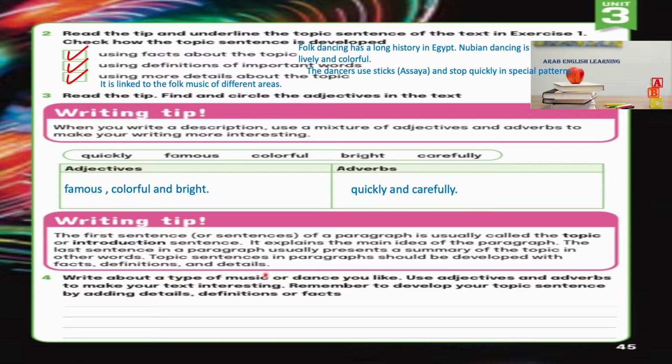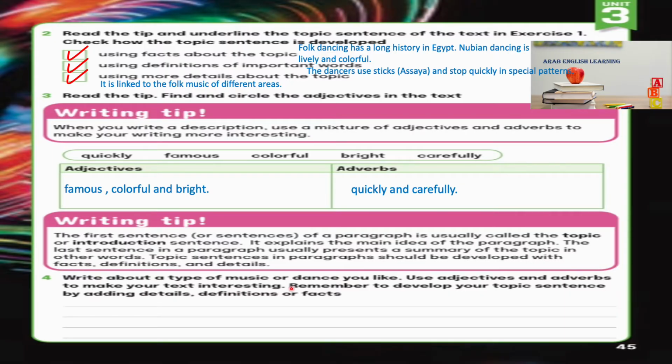Like, for example, when you are talking about Nubian dance, you have to give me information first about what is the Nubian dance, where is it, how you dance this dance. So you are giving me introduction. We call this topic sentence. Now exercise 4.